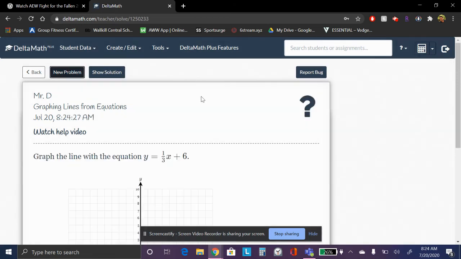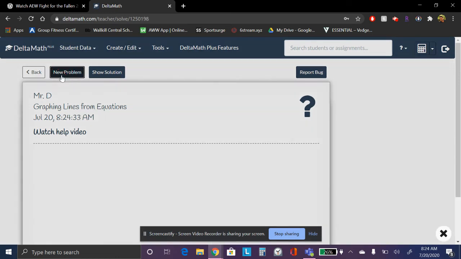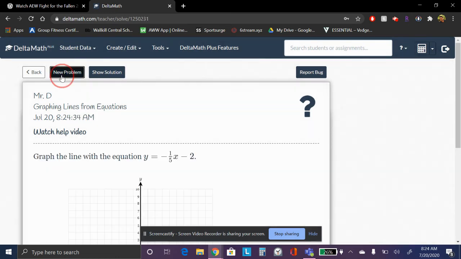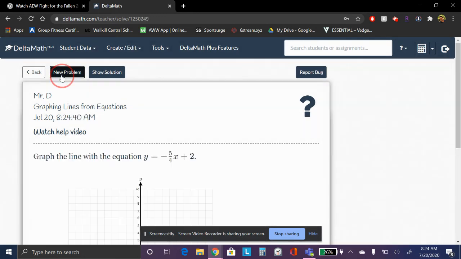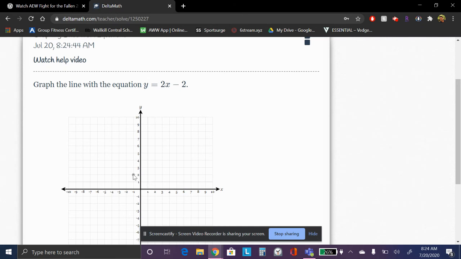Okay, let's look at another one. One more. Right here, 2x minus 2. So I start at the -2, so I go down 2. Click there. This one, 2, I go up 2 and then to the right 1. Right? This 2 is 2 over 1.